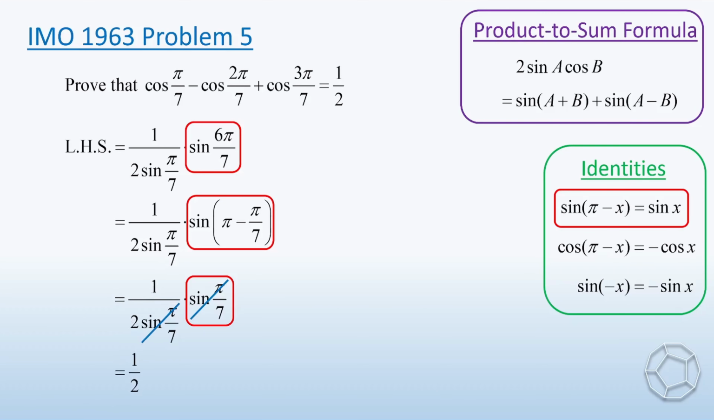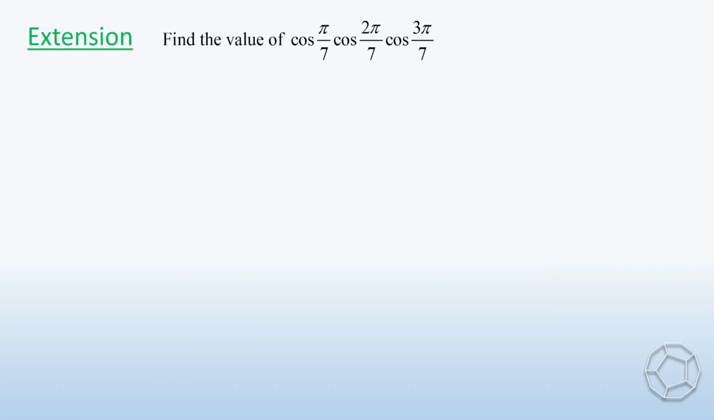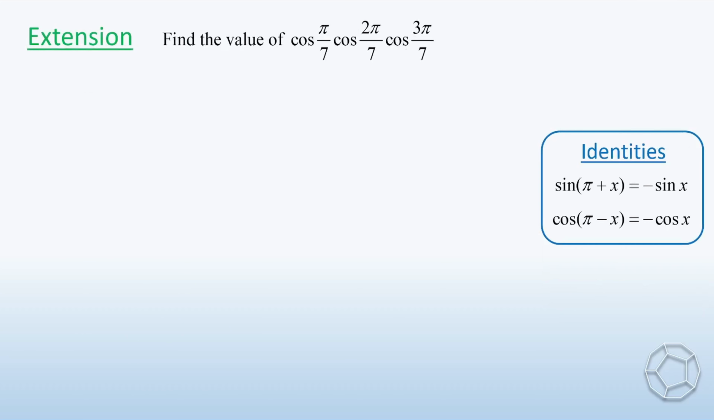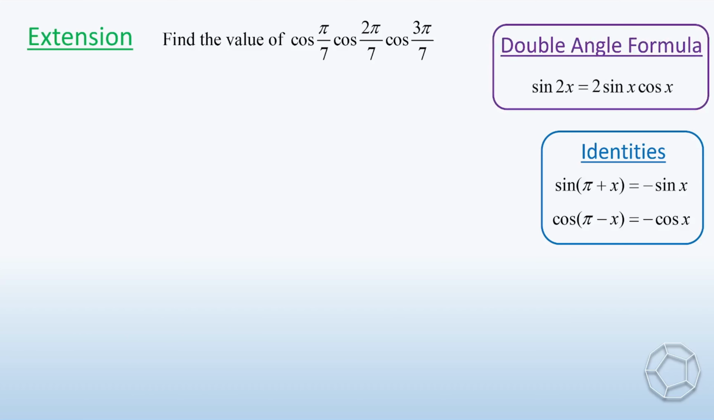That's about the sum. Let's work out the second part. We will use two identities and the double angle formula. Sine 2x is equal to 2 sine x cosine x. Let's change it to sine x cosine x is equal to 1 over 2 sine 2x. This form is more convenient and we will use that 3 times.